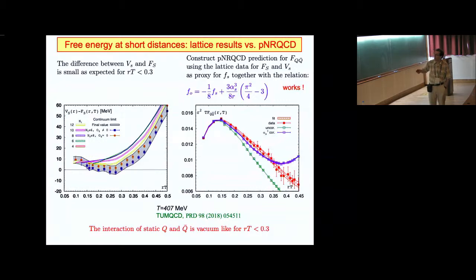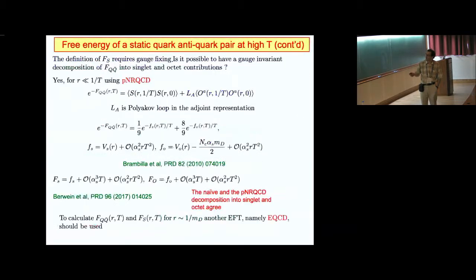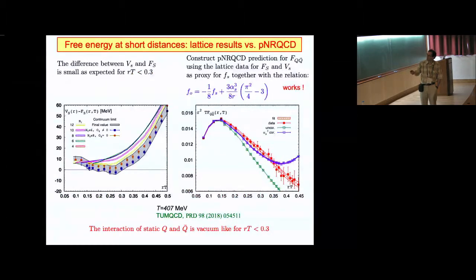And what you see is that at short distances, the difference between the singlet free energy and the potential is basically zero, or at least very small. So up to distance 0.3, there is no difference between the zero temperature potential and the singlet free energy. There is some difference at the shortest distance, which we understand because there are higher order corrections, which I've written down here. In particular, you have some constant shift of the singlet free energy with respect to the vacuum result proportional to alpha s cubed. So it's a small effect, but you can now see it on the lattice, it's a 10 MeV shift. But apart from that, essentially it agrees with the vacuum potential.